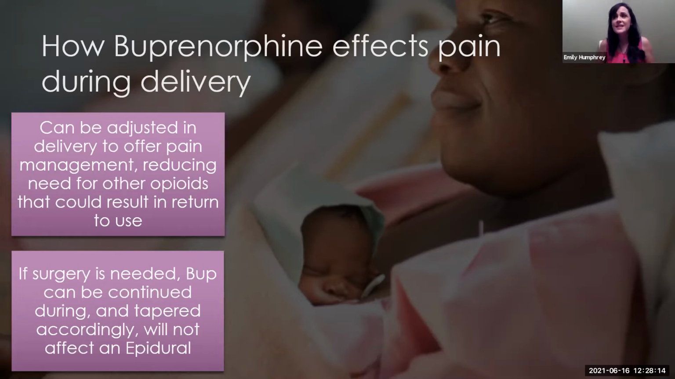If surgery is needed, buprenorphine can be continued during surgery. I have lots of patients, pregnant and not pregnant, that undergo surgery, right? And we do buprenorphine during surgery. We taper it accordingly. It can also be used with an epidural. And so it's easy to just maintain this throughout the whole labor and delivery process so that there's no lapse in care when they get out.